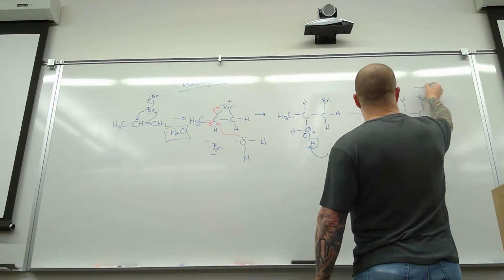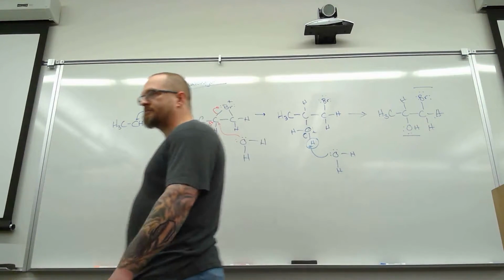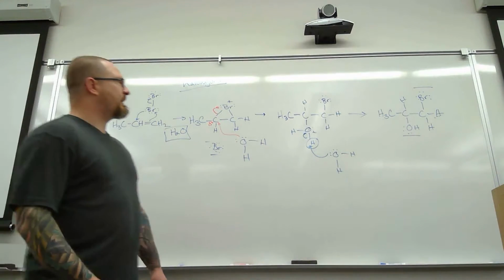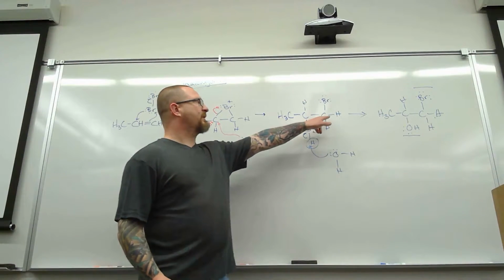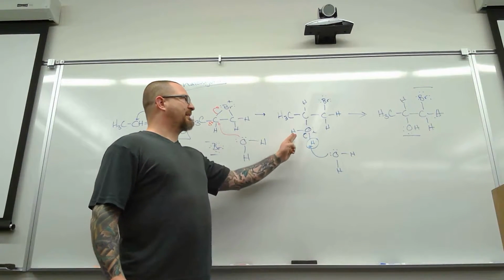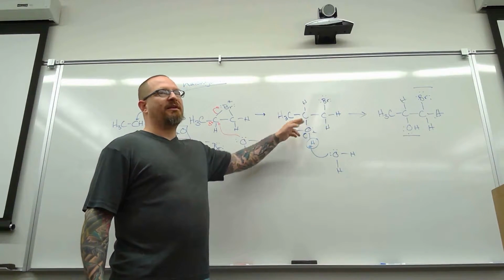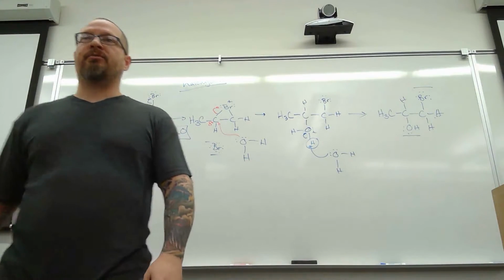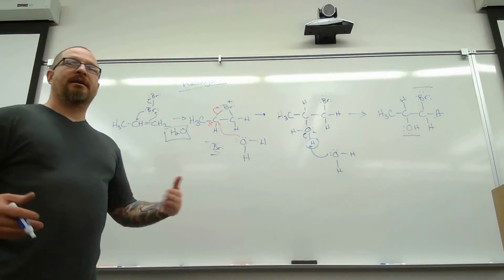And so this is a halohydrin where we're going to have the halogen adding to the less substituted position on one side, and on the opposite side, the second attack on the more substituted position, we're going to have a hydroxyl group. So we're going to be making an alcohol with a halogen next to it.